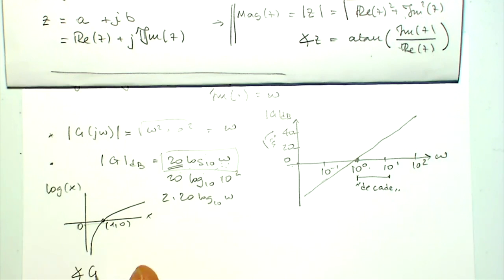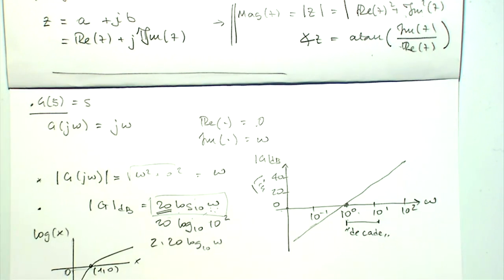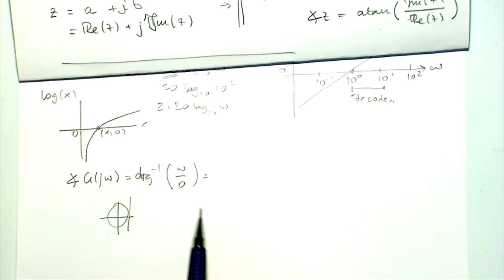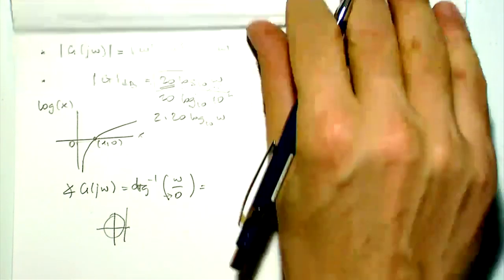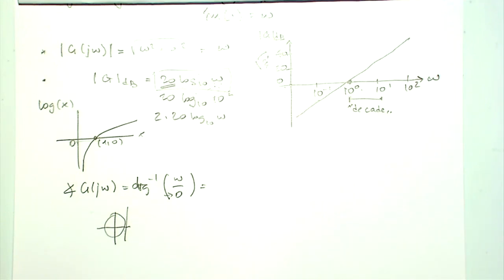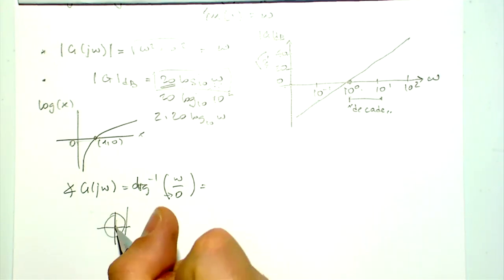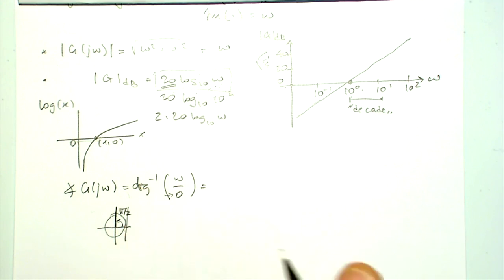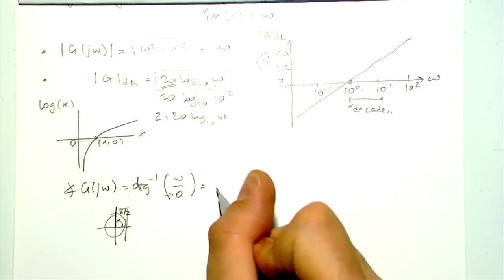The phase instead is the arctangent, again, let's write it like this, of the imaginary part over the real part. So it's omega over zero. What does this mean? When the denominator goes towards zero, of course, we're never going to get to zero, we're doing a limit for omega that tends to zero from the plus side. We get an infinite tangent, which is the angle pi half. So you get this equal to pi half.